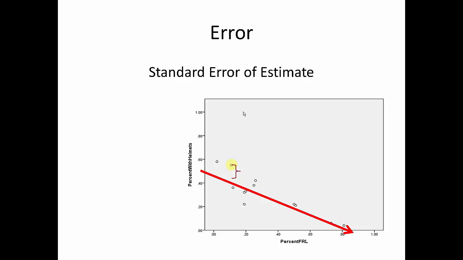Last of all, you need to be able to calculate the standard deviation, or how close those data points are overall to your prediction line. It's just like looking at the variability, only we call it the standard error of estimate. Basically, you're calculating the amount of variance not explained by the correlation between x and y. So that error is measuring all of the things that aren't explained by the percent free and reduced lunch.